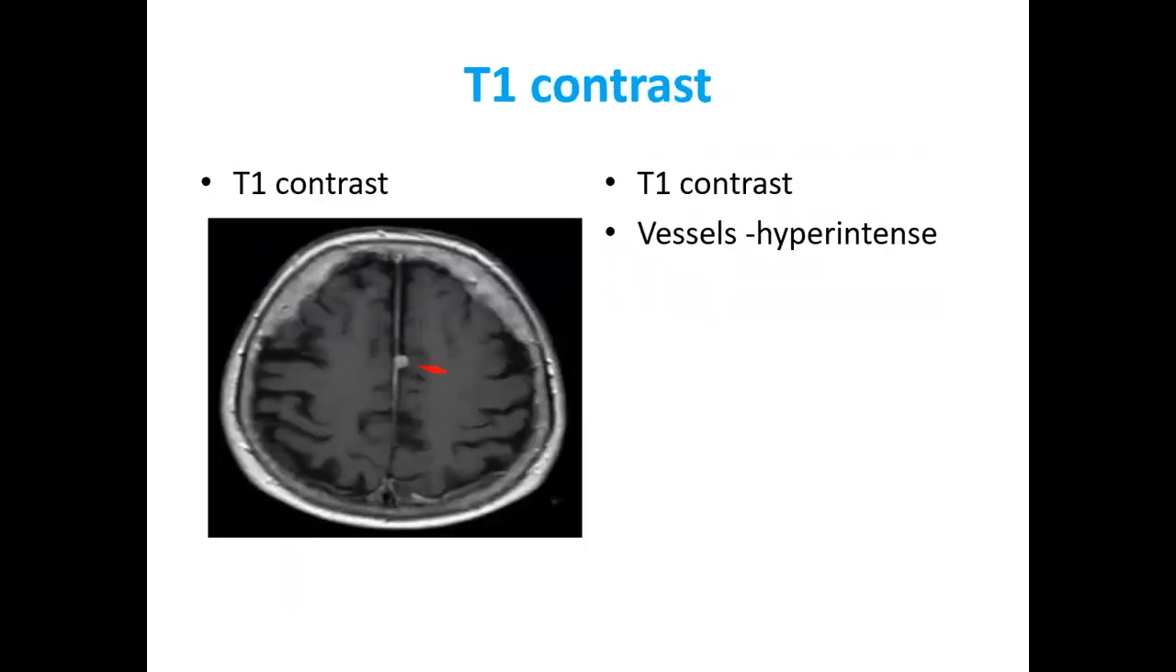T1 contrast: when you give a contrast injection, you can identify the vessels, where hyperintensity is the nature of the lesion, and it is very easy to identify when you have given contrast. So you can identify here the vascular structures look hyperintense.